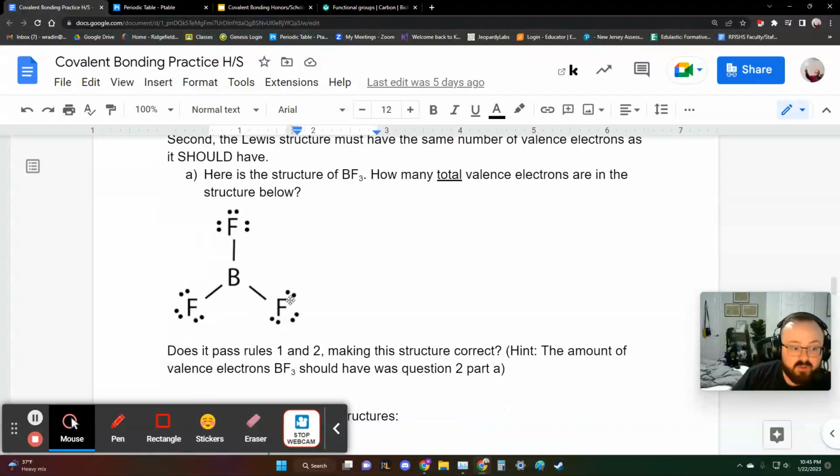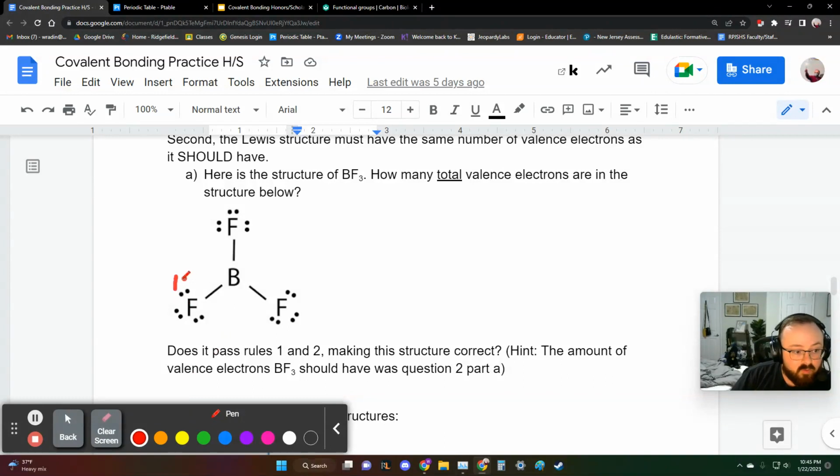So what I'm going to have you do is I'll give you a structure like this BF3, and I'm going to have you basically count the total amount of electrons in the entire thing. 1, 2, 3, 4, 5, 6, 7, 8, 9, 10, 11, 12, 13, 14, 15, 16, 17, 18, 19, 20, 21, 22, 23, 24. There's 24 electrons in this structure. Okay?